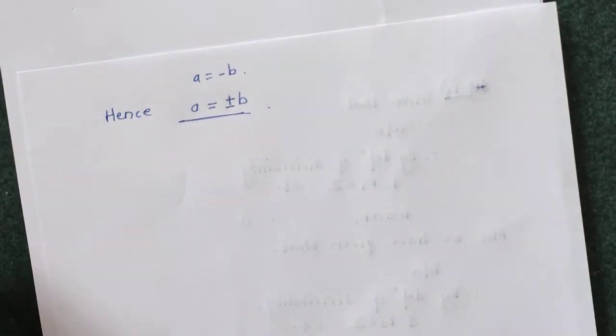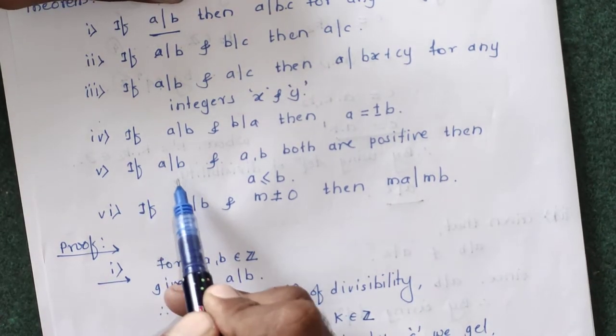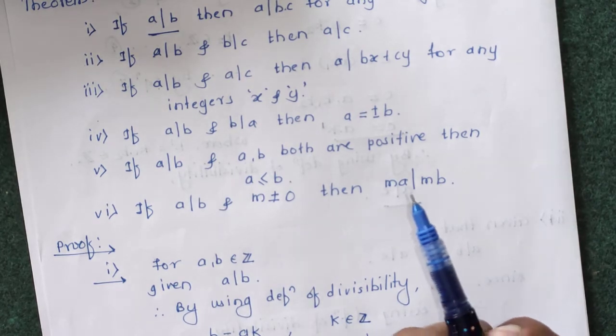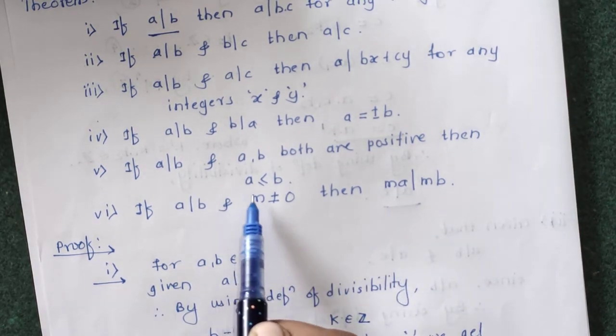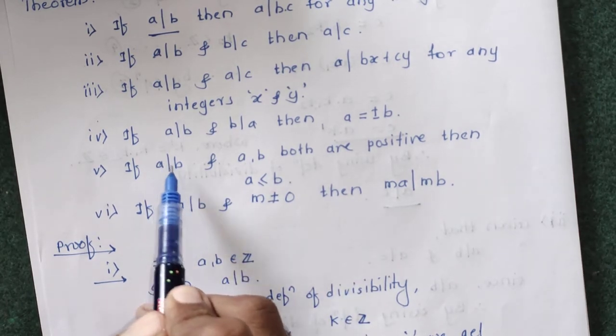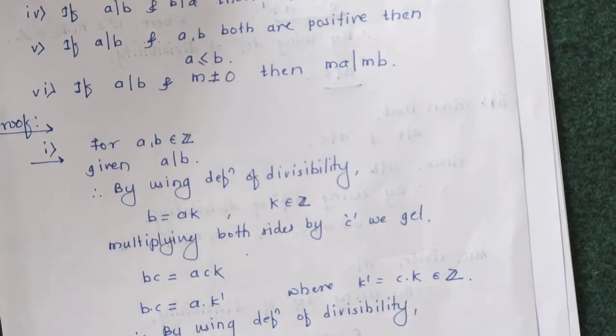Now, the fifth statement. Our fifth statement is, if A divides B and A and B both are positive integers, then we have to prove that A is less than or equals to B. A and B are positive integers. So, this is the case of our fifth statement. Now, the proof of the fifth one.